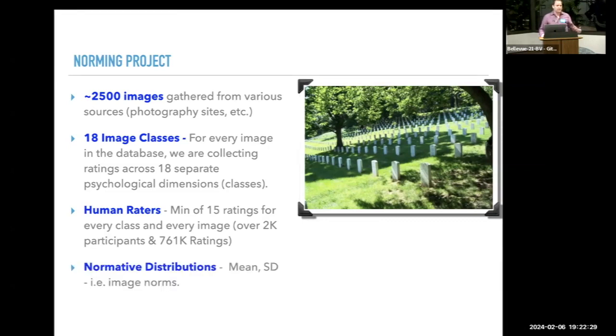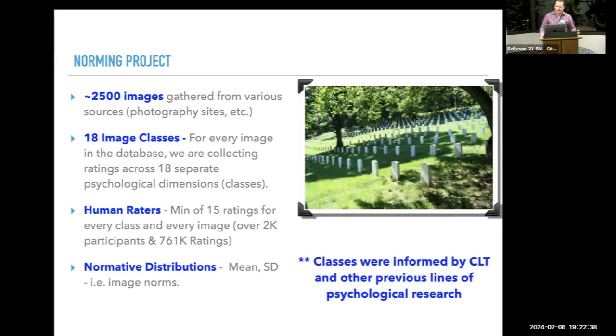And so from this, we now have normative distributions. We can look at the actual distributional characteristics for every class, for every image. And these classes were informed by construal level theory as well as other previous lines of psychological research. So what we're really trying to suss out is not the objects that are contained in the image, but these deeper meaning spaces that these images lie within.